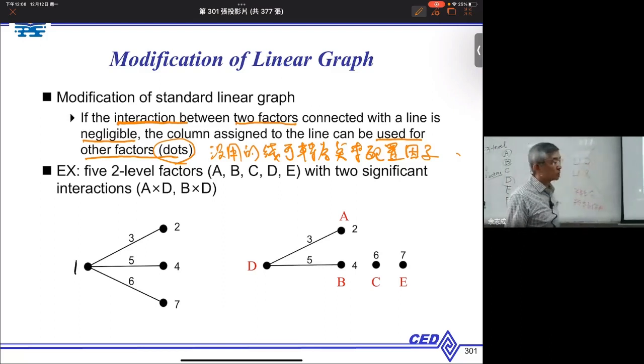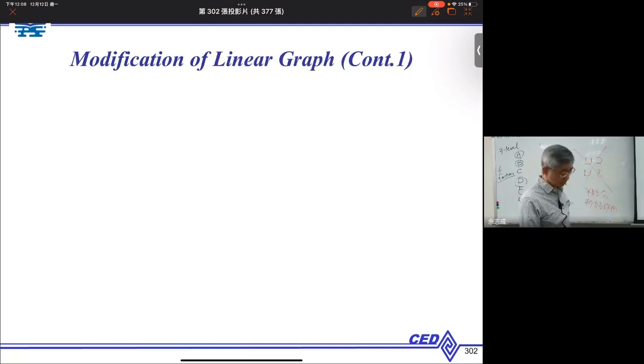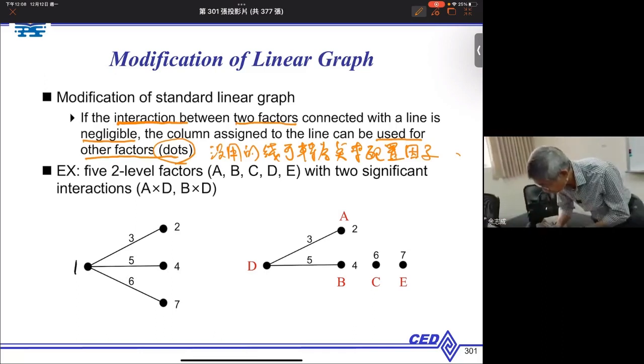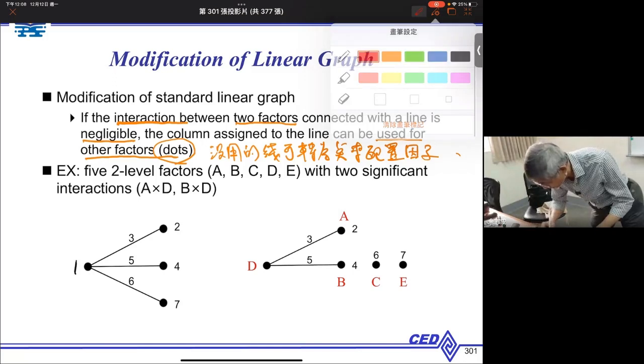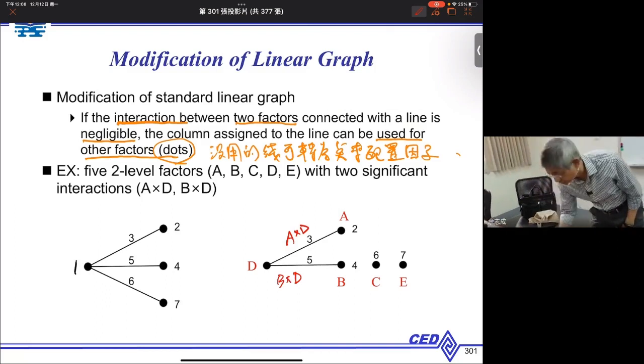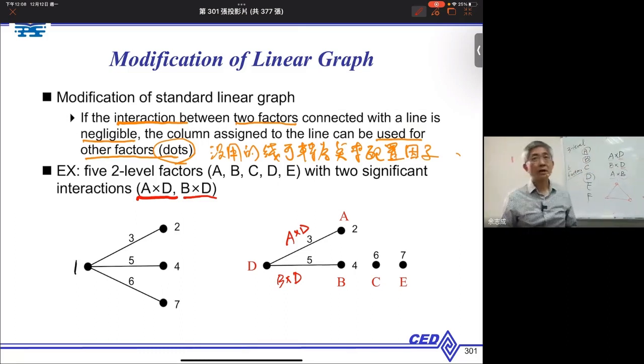In this assignment, we make sure all these 5 two-level factors can be estimated, and also these 2 interactions, AD and BD, can be estimated. I'm going to stop here. I believe it should be helpful for you to understand the rest of the section, but I will cover that next week.